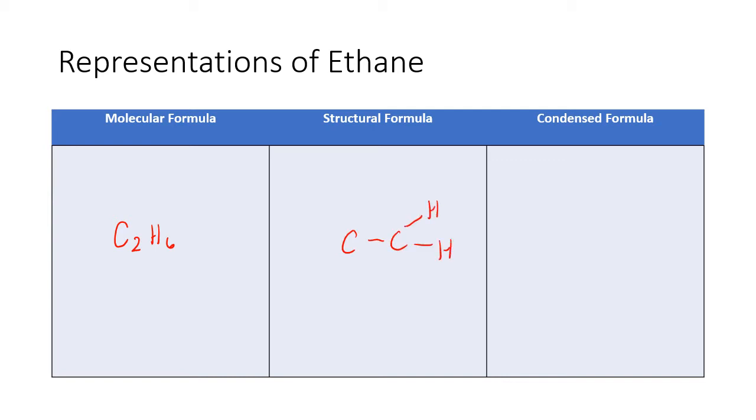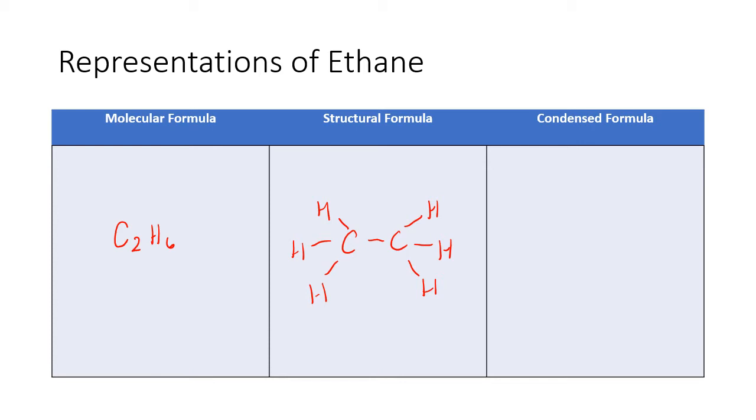So if we were going to draw the structural formula, which is kind of like the Lewis structure, we would show all of our bonds, and I have 2 carbons bonded together, and then the other 3 bonds are going to be carbon to hydrogen. Hydrogen only forms 1 bond, carbon is going to form 4.